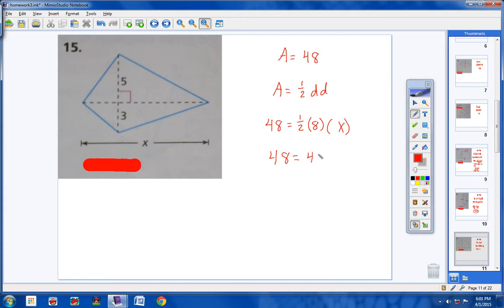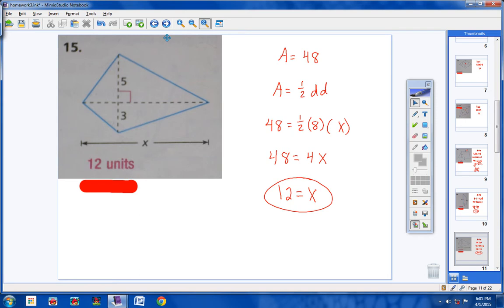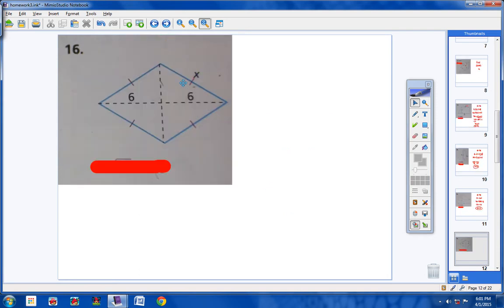times x is 4x. Now divide both sides by 4, and 12 equals x. So that diagonal has a length of 12. Alright, number 16. Once again, the area is going to be 48. I have a rhombus. I have all four sides that are congruent.